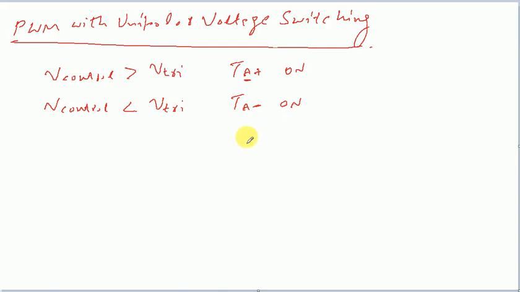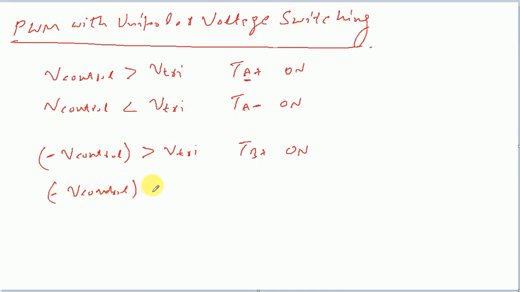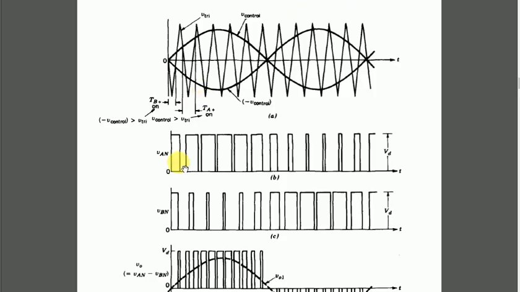For the second leg of the inverter, in which we have the switches TB plus and TB minus, we use the other control signal, the negative replica, minus V control. When this is greater than the triangular waveform, the top switch of the second leg of the inverter will be on. And in the opposite scenario, when minus V control is less than V triangular, TB minus will be on. We can also verify this from the waveforms.